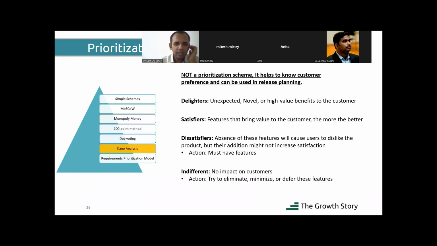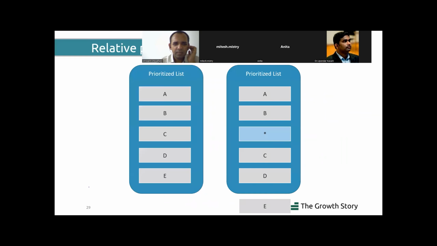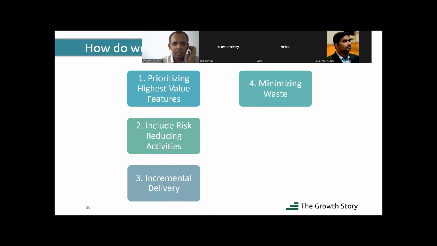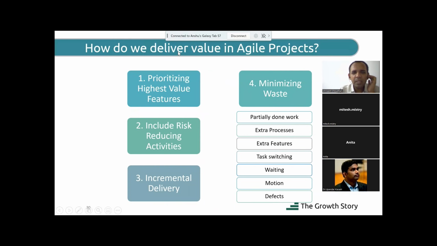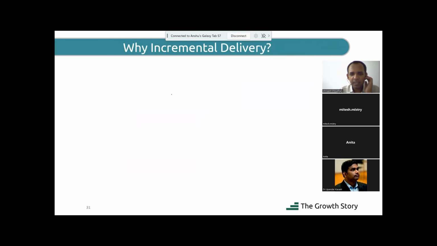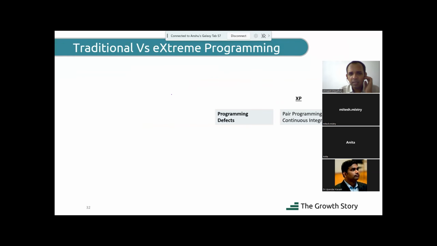Okay. Is Kano analysis clear? This is relative prioritization. I already discussed. Okay. Then this one, we discussed yesterday. How do we deliver value? By prioritizing the highest features, by reducing the risk through incremental delivery, and by minimizing the wastes. Okay. Why do we need to deliver quickly? Because it helps to save on cost. Okay. How? And one example is XP in terms of software development.